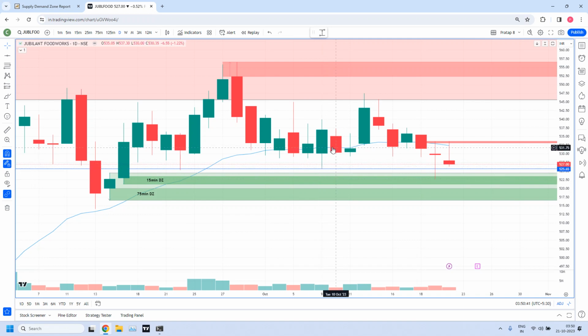See what happened now? Price again gave a rejection. This is the first candle, second candle, third candle, fourth candle, it reached the supply. You know how much return it has given? From here to here, almost 20 rupees. This is around 525 and this is around 545, which is close to 4% return in 4 trading days.